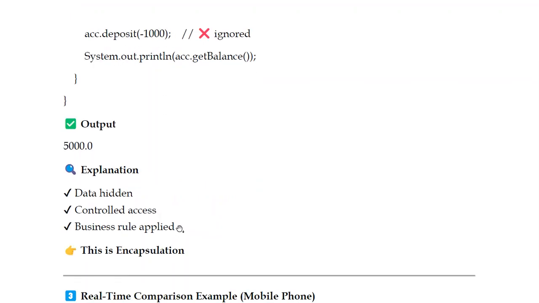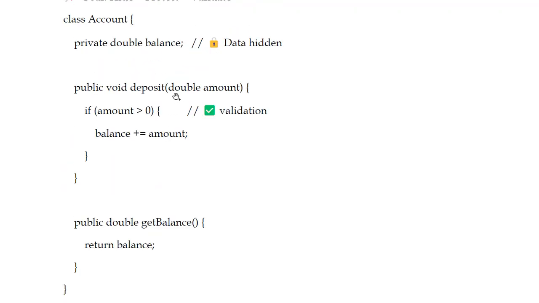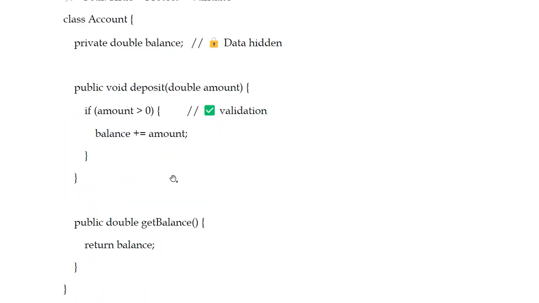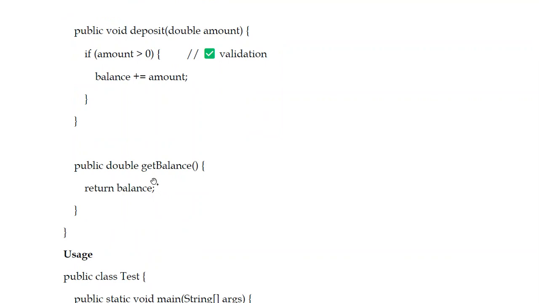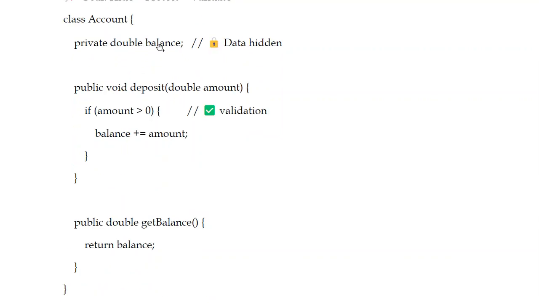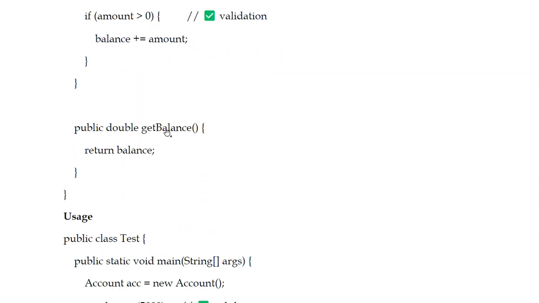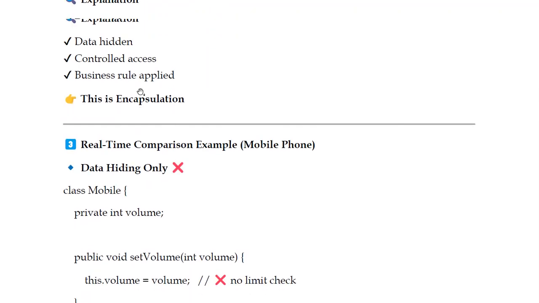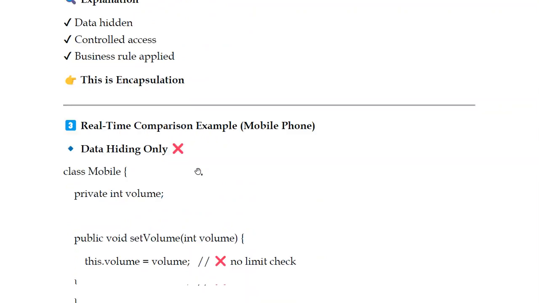If I pass minus 1,000, what will happen? Minus 1,000 is not greater than zero, so the condition fails and it won't work. When I get the balance, the older balance is displayed. If I'm not initializing anything, zero will be passed, that is 0.0 because it is a double. This is about encapsulation: data hidden, controlled access, and business rule also applied.